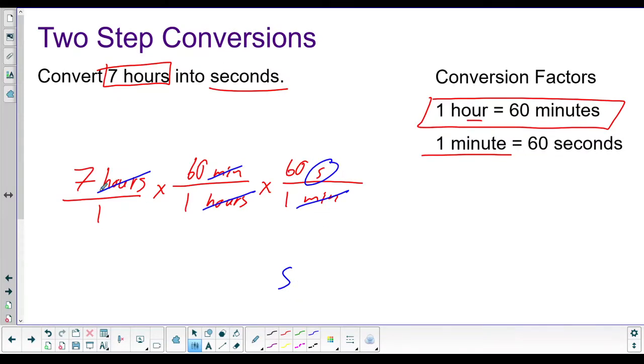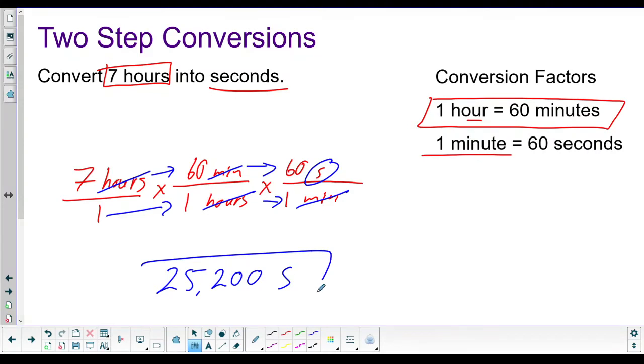So seconds, and then you're going to take your 7 times 60 times 60 across the top, and just multiply that in your calculator, and we get 25,200 over 1 times 1 times 1 is 1. So there are 25,200 seconds in 7 hours, in case you were wondering.